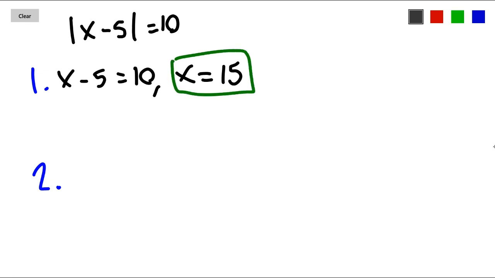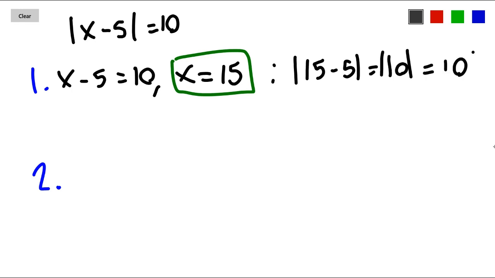And if I were to check this, I plug in 15 for x. So I have 15 minus 5 inside the absolute value, which is the absolute value of 10, which is just equal to 10. So this checks out.